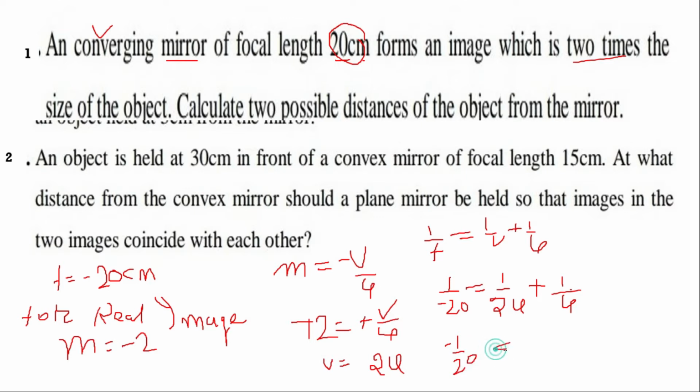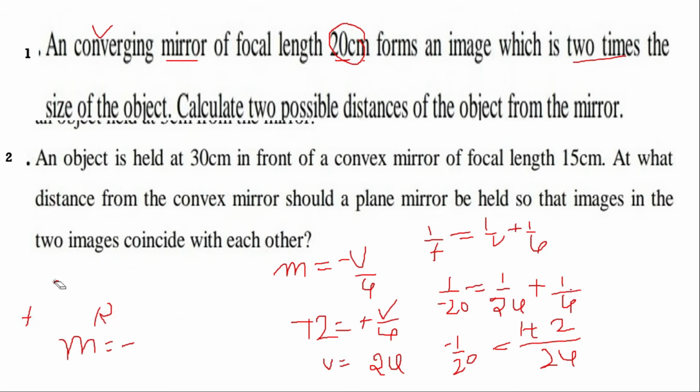So the LCM will be 2u. See, 2u can divide by 2u, so what will come? 1, and u cancels by u, so what will come here? 2. Okay, I hope you understood this much. Right? I'll write it so you can understand well.